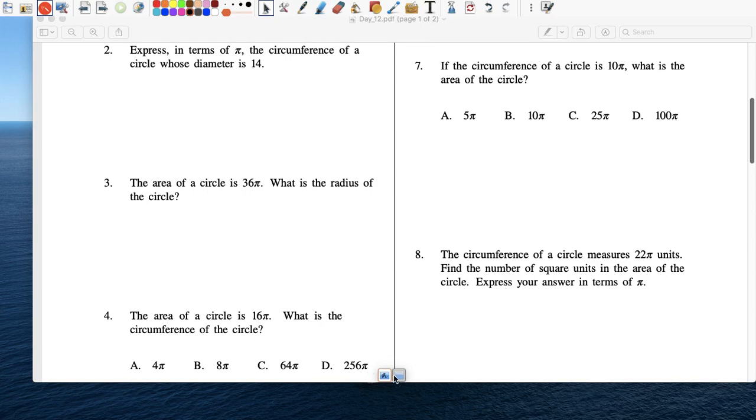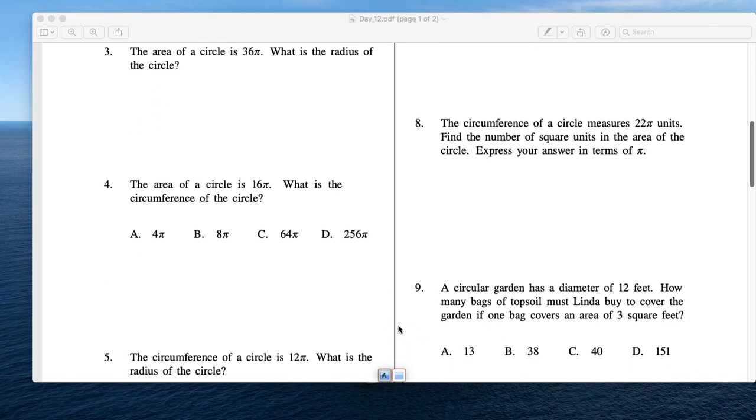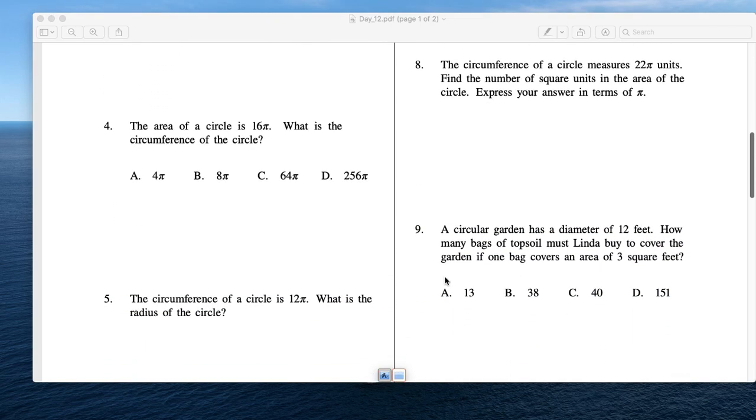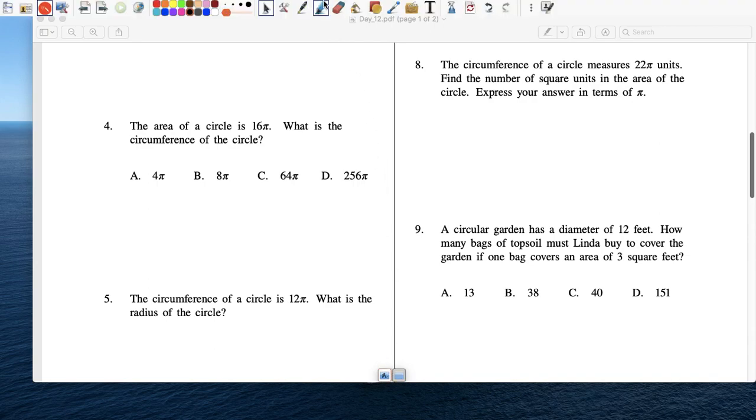Number 8: the circumference of a circle. Find the number of square units in the area of the circle. All right, so almost the same question. Circumference is 22 pi. Find the area inside. Well, do we know the radius? Do we know the diameter? No, we need one of those. So C equals pi d again.